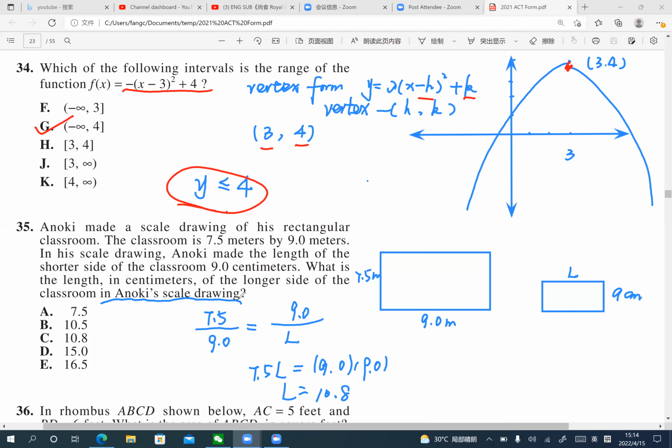The meaning behind the proportion is that the ratio of width to length in reality should be equal to the width to length ratio in his scale drawing. So after we solve the proportion, we get 7.5 L equals 9.0 times 9.0. So L should be equal to 81 divided by 7.5, which is 10.8. So for question 35, we should choose option C.